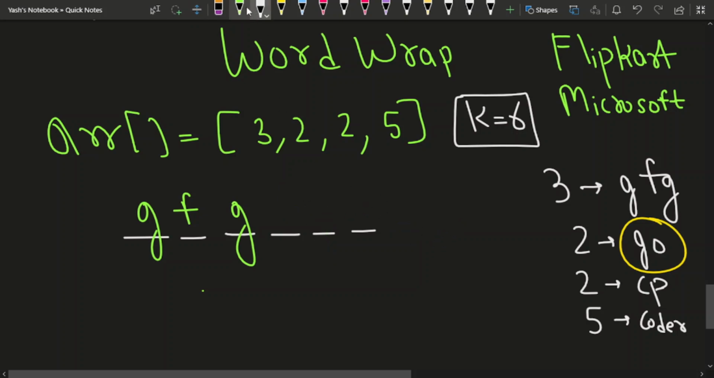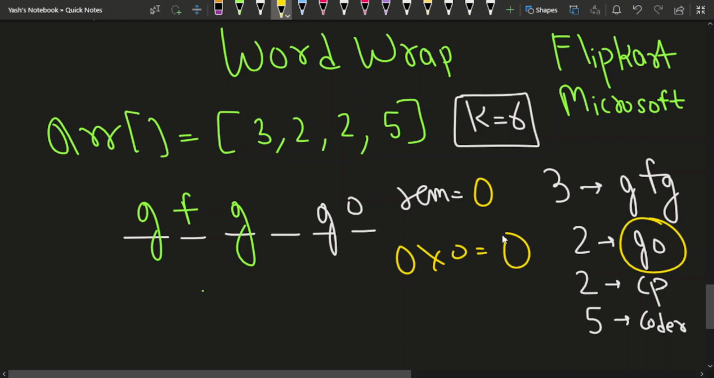So either you can choose to put this Go in this line, or you can choose to put it in the next line. If you put Go in the same line, how many remaining spaces are there? This remaining space you have to use to distinguish between two words, but there's no other remaining space. So you'll say that remaining is equal to 0, and you have to work out the remaining cost. So it is 0, and 0 times 0 is 0. So the cost is 0.